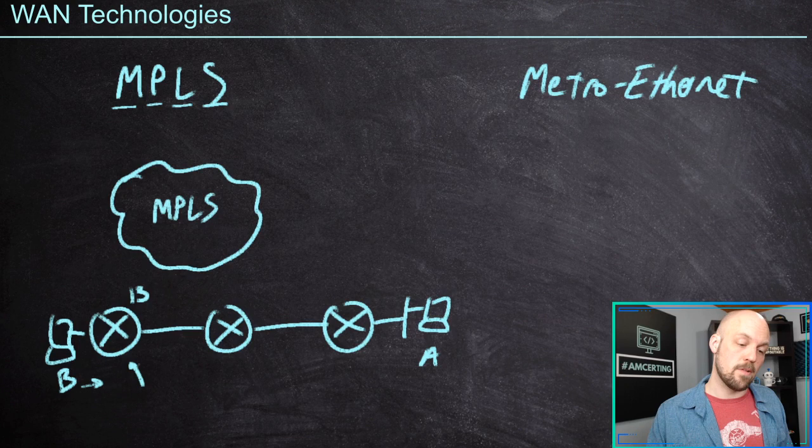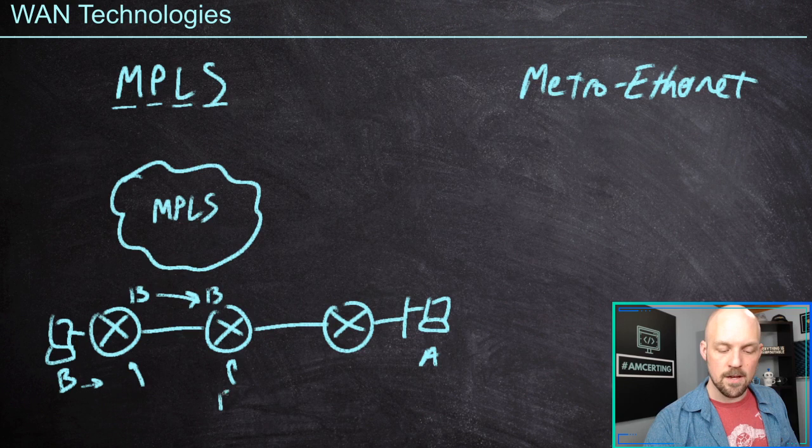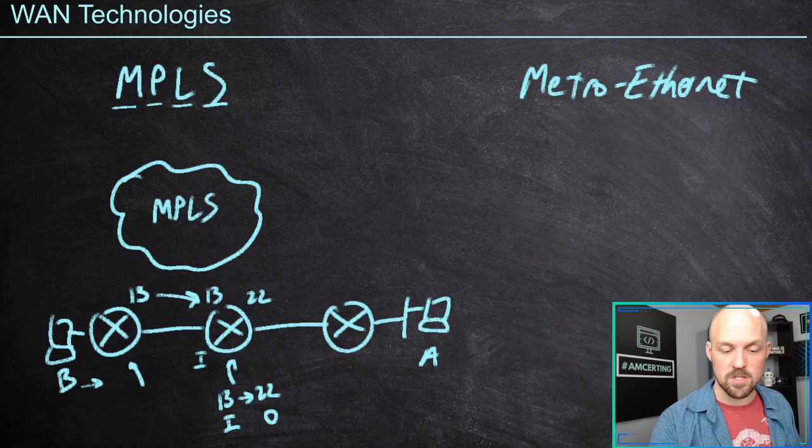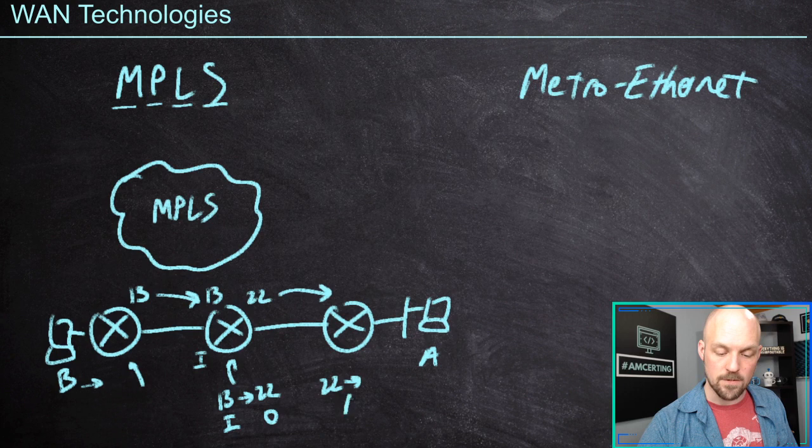So under the hood, what's going to happen is we're going to get this packet in with a label of 13. This guy knows that 13 on the ingress interface gets translated to 22 on the outside interface. So he sends it out with 22. He knows that 22 means I just forward it out to the network, whatever interface that is. So he strips the tag off the label and sends it to the host.